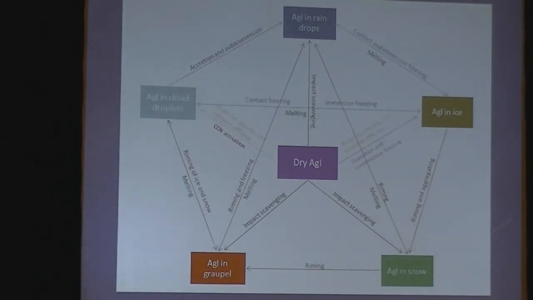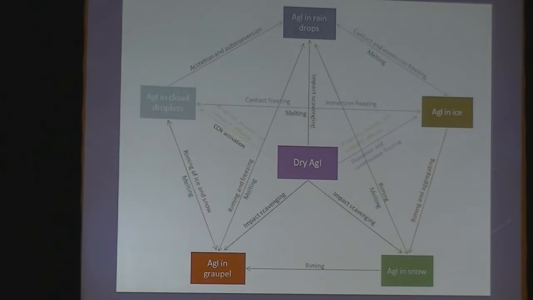This diagram is taken from Xue et al. 2013, just showing all the different microphysical pathways that take place in the model for these new species that were added to track the silver iodide, both in dry form, which you can see here in the center, and then in each of the different hydrometeor species, like raindrops, ice, snow, graupel, and cloud droplets. So we include things like scavenging, melting, riming, the different nucleation modes of immersion freezing, contact freezing, and so forth.